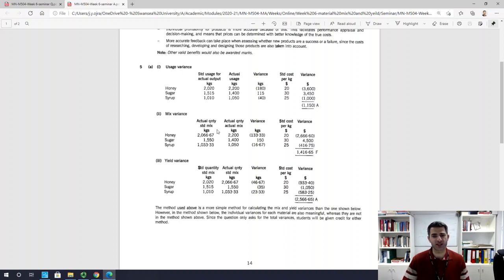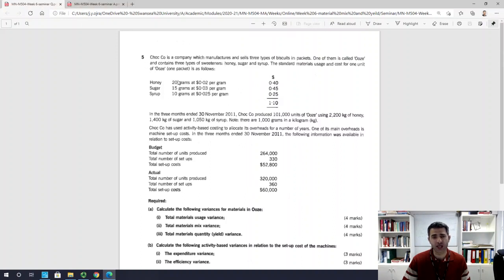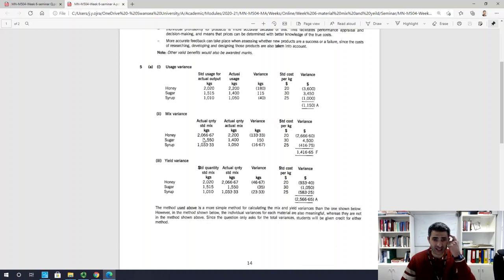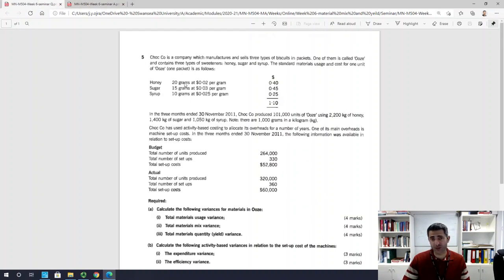How to calculate the standard mix? If you remember the way to calculate it, if you go back to the question, for example for the honey, you take the 0.02 and divide it by the total kilogram, which is 0.045, if you remember. So 0.02 divided by 0.045, that will give you 2,066.67 kilogram of honey. So again, I converted into kilogram. You can do it by gram, it's fine.